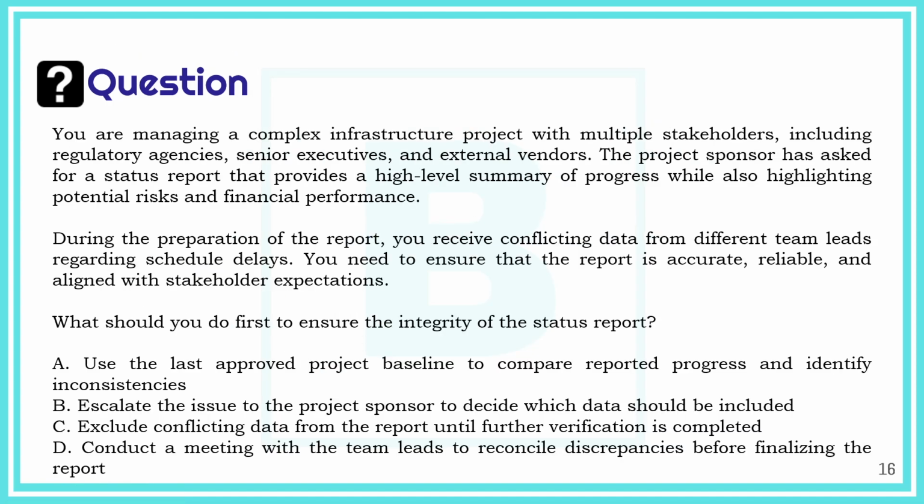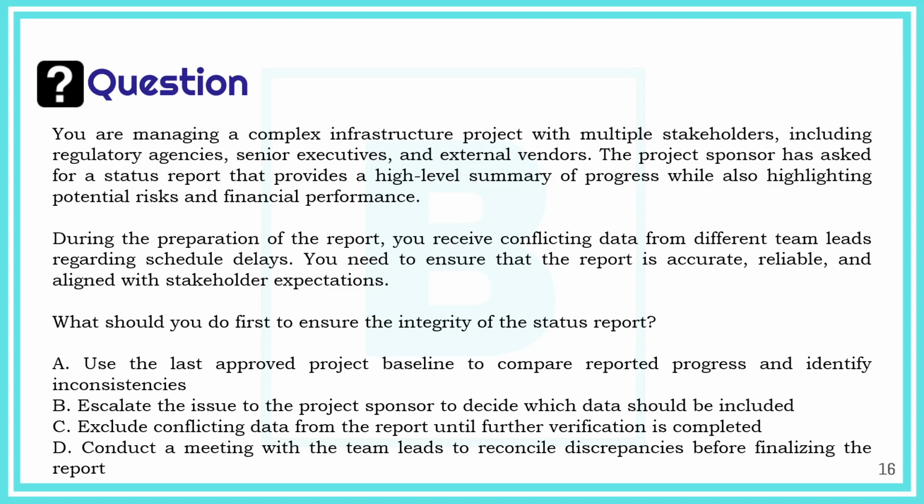Question 2: you're managing a complex infrastructure project with multiple stakeholders, including regulatory agencies, senior executives, and external vendors. The project sponsor has asked for a status report that provides a high-level summary of progress while also highlighting potential risks and financial performance. Now, during the preparation of the report, you receive conflicting data from different team leads regarding schedule delays. So you need to ensure that the report is accurate, reliable, and aligned with stakeholder expectations. So what would you do first to ensure the integrity of the status report?